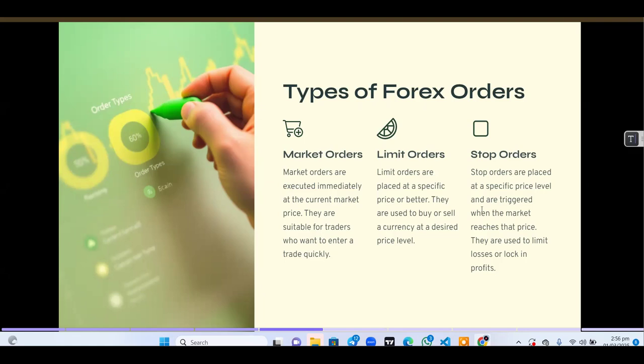Stop orders are placed at a specific price level and are triggered when the market reaches that price. They are used to limit losses or lock in profit. So stop orders, again, I'll repeat so that you understand: they are placed at a specific price level and are triggered when the market reaches that price. They are used to limit losses or lock in profit.